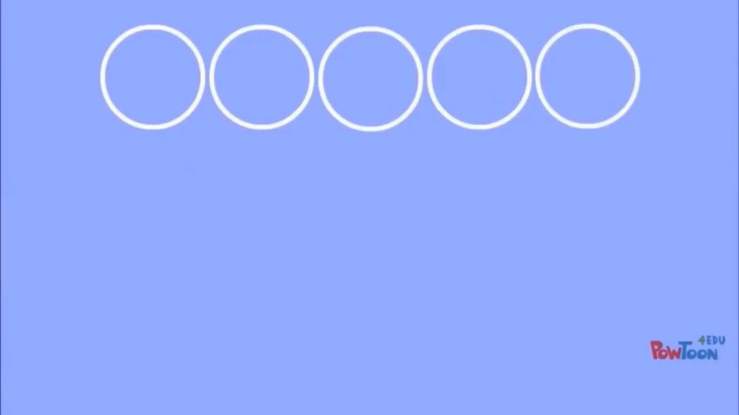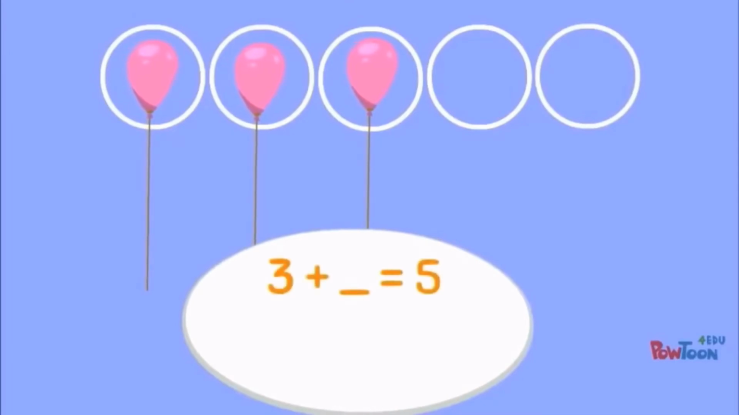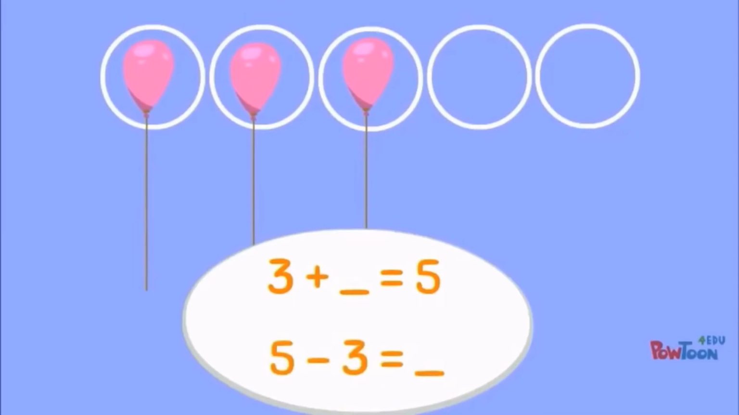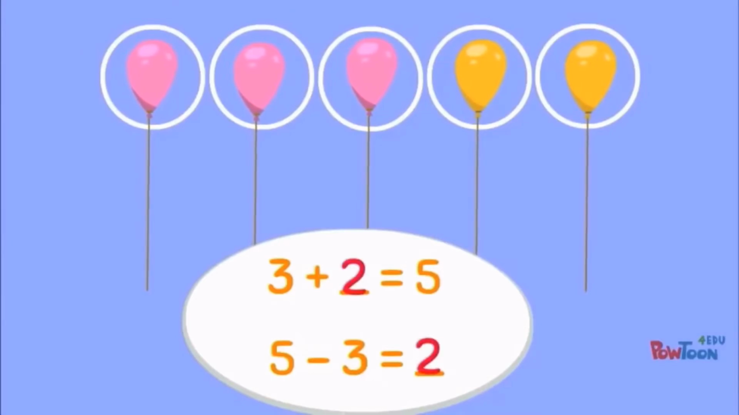Let's see. I know she has 5 balloons. I know 3 are pink. So 3 plus something equals 5. Or 5 minus 3 equals something. What is it? Did you say 2? If so, you're right.